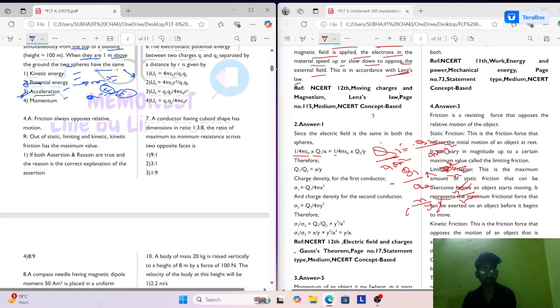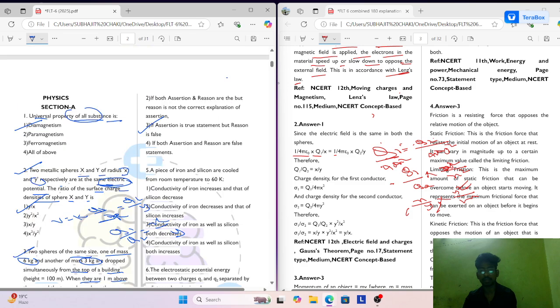Question number 4: friction always opposes the relative motion. Out of static, limiting, and kinetic friction, static friction has the highest value, not kinetic friction. Therefore the reason is incorrect. The assertion is correct, the reason is incorrect, so option number 3 is the correct option here.